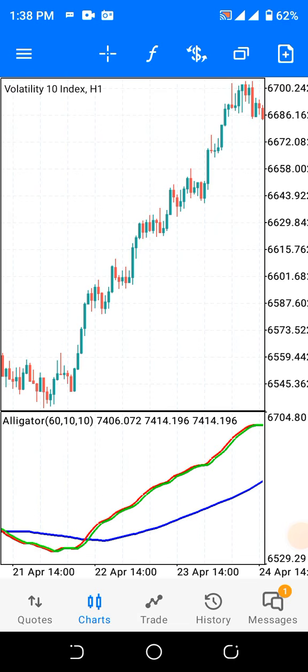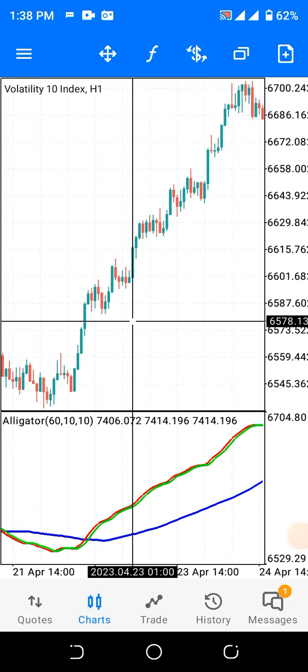Now, watch my screen. You will see two compartments: the chart compartment and the indicator section. The indicator section has the only indicator you need, which is the Alligator indicator. Now this is how to make use of this strategy and record maximum profit. This is the Volatility 10 Index on the 1-hour time frame. All right, now let me show you how to make use of this and record massive profit.